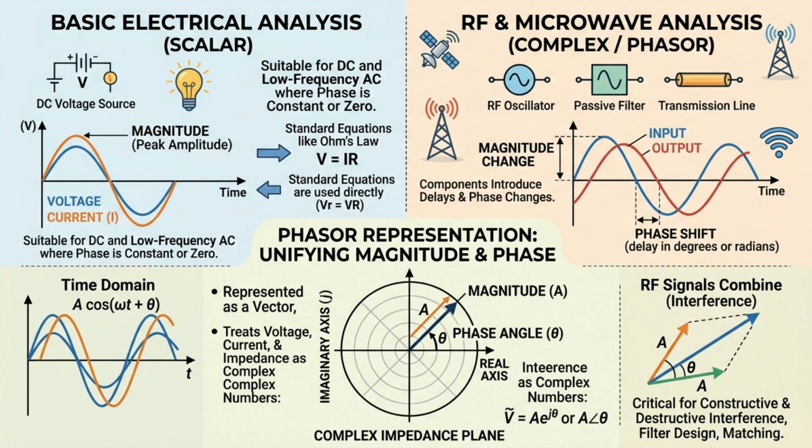In basic electrical analysis, many quantities such as voltage, current, and power are treated as scalar values. These scalars are sufficient when signals are constant or vary only in magnitude. However, RF signals behave differently because they carry both magnitude and phase information simultaneously.